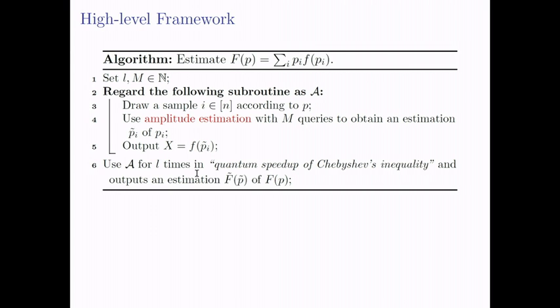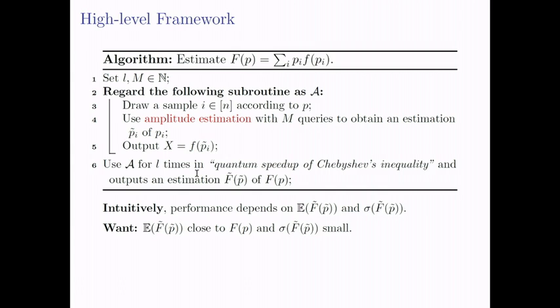So we have some further step on top of the subroutine, but it's easy to see if we just look at this part, the output of the expectation of x will be just summation pi fpi, hopefully, if the pi tilde is a good estimate of pi. So the expectation of this subroutine A already is something we want. But you can imagine intuitively the performance of this algorithm will depend on its expectation as well as its variance, or maybe how concentrated this output distribution will be around its expectation. So of course we want this expectation to be as close as possible to the real value we want to estimate, and also we want the variance small.